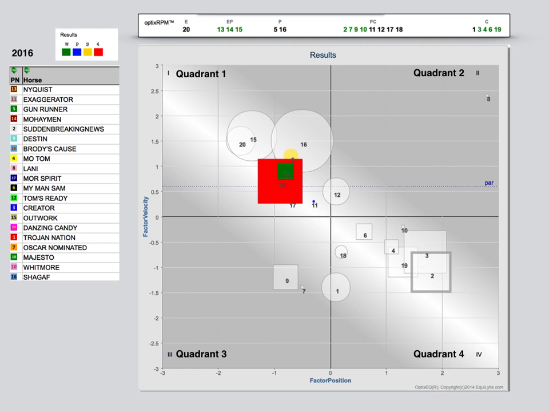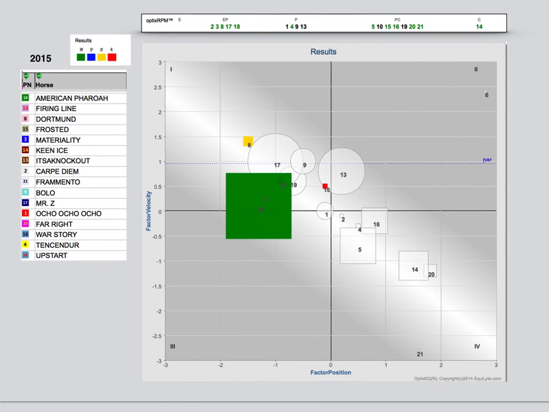blanked in 2016. This was 2015, and I was talking about American Pharoah being on the border. You can see he's a huge square, so great late pace. That's how the race was run. He sat off Firing Line and Dortmund and kicked home. Again, he was an exception, but you could really make the case he was in Quadrant 1 also.